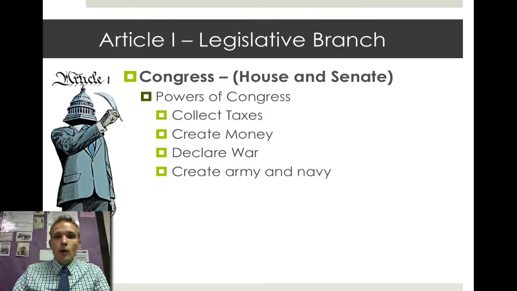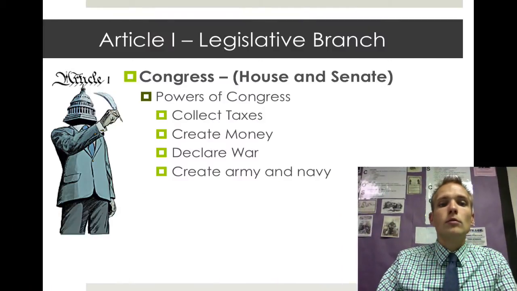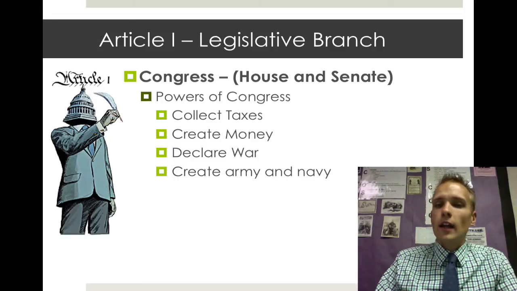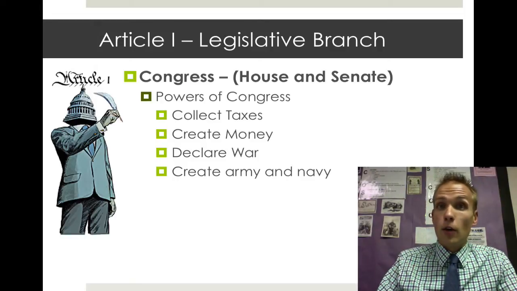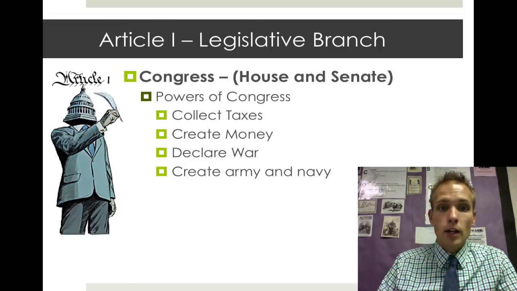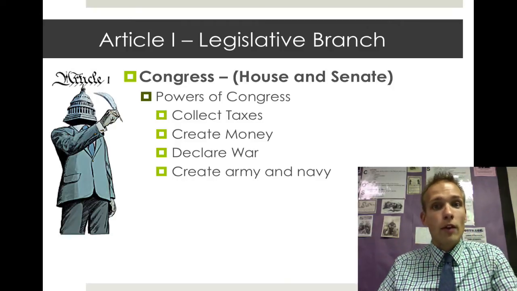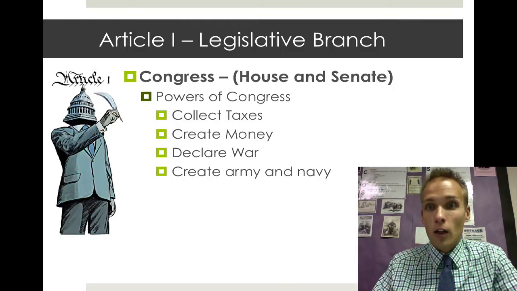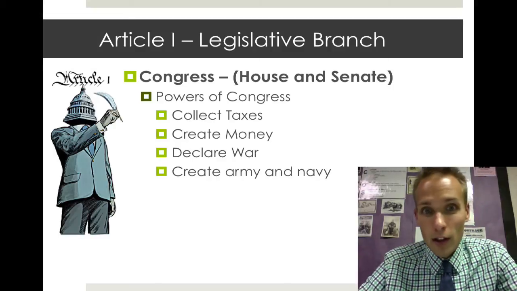So, what are the powers of the legislative branch, also known as Congress? They can collect taxes, federal income taxes. I pay that every paycheck. They create money. There's a reason why we have a unified currency system. A dollar is a dollar in Kansas, it's a dollar in Florida, it's a dollar in California.